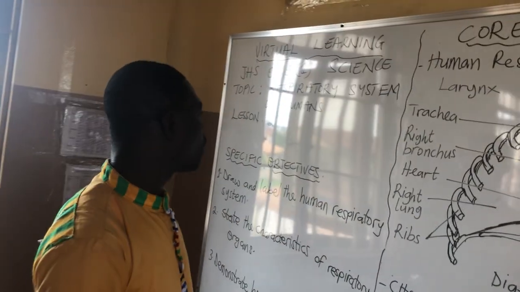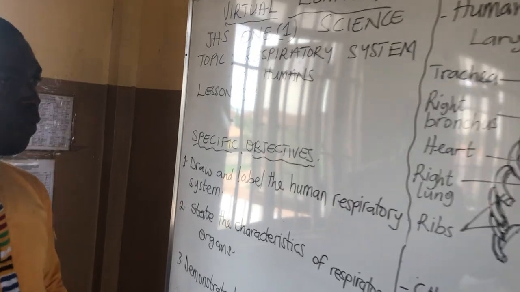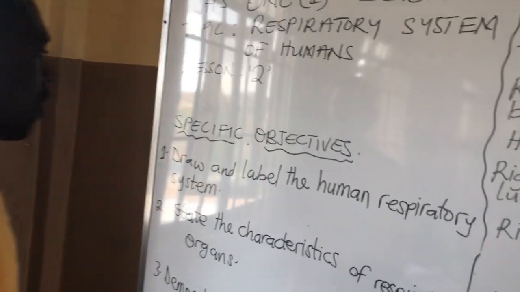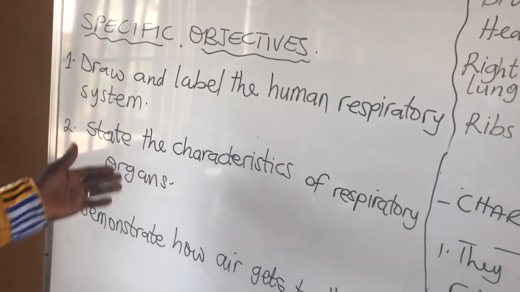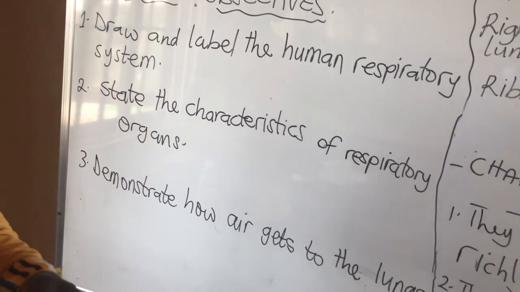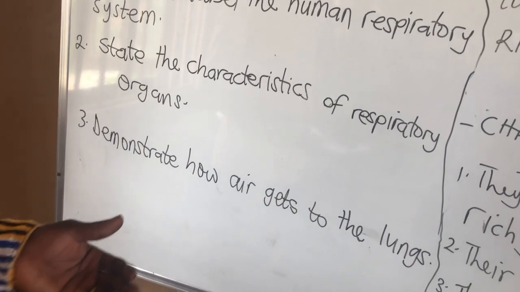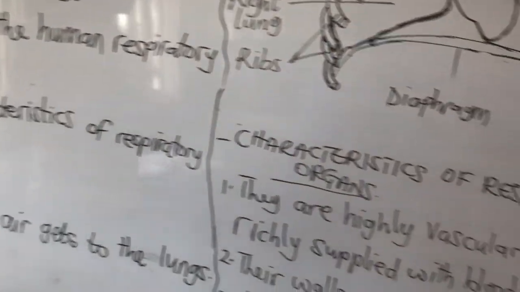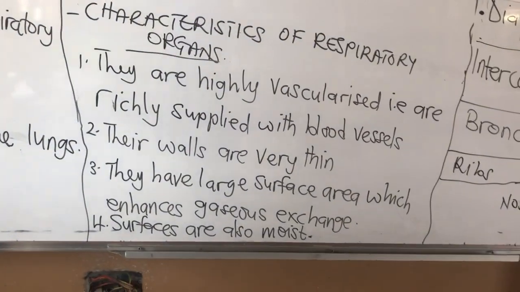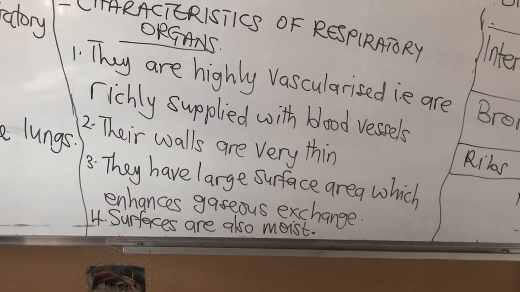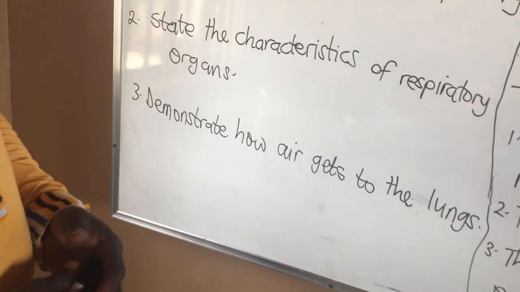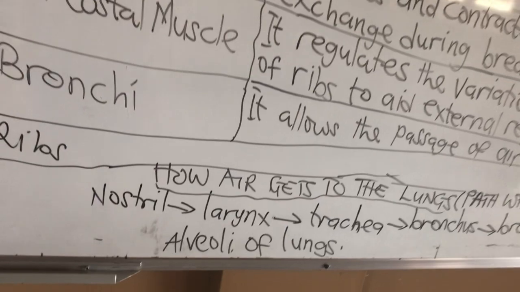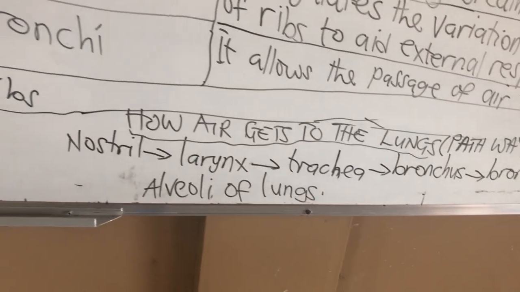I hope you've been able to achieve something from today's lesson. You've been able to study the diagram of the respiratory system, and also you know some characteristics of the respiratory organs. They are highly vascularized, that is, they are richly supplied with blood vessels, and their walls are very thin as well. And we've been able to demonstrate how air gets to the lungs, and that is the pathway of air into the respiratory system.